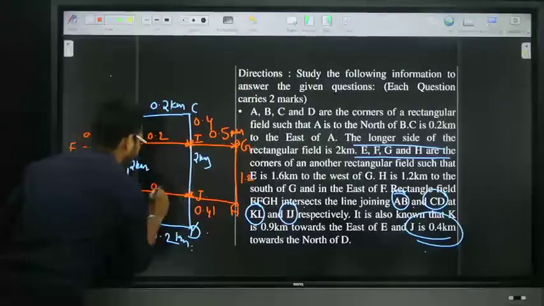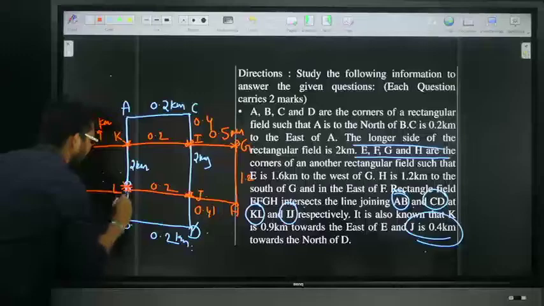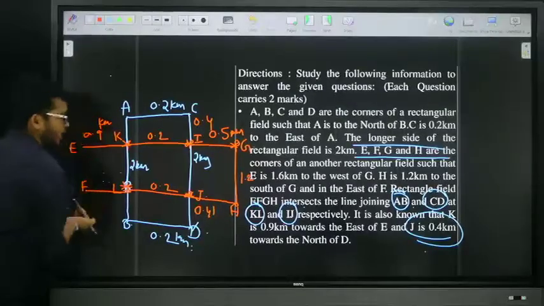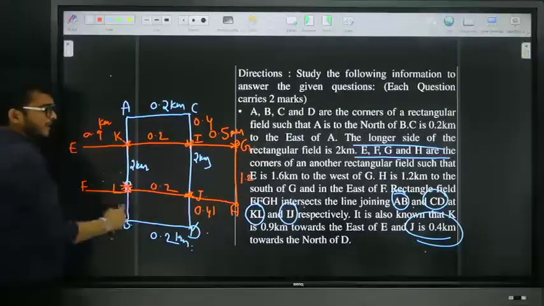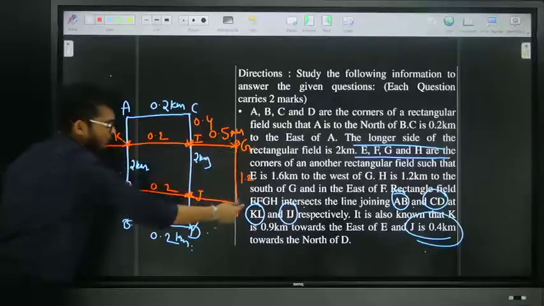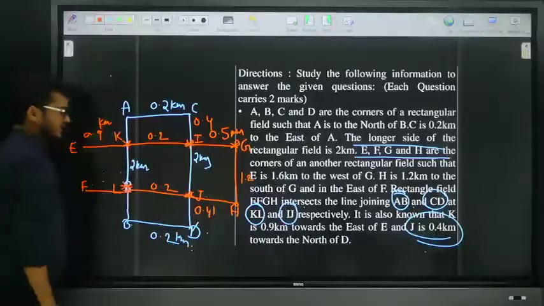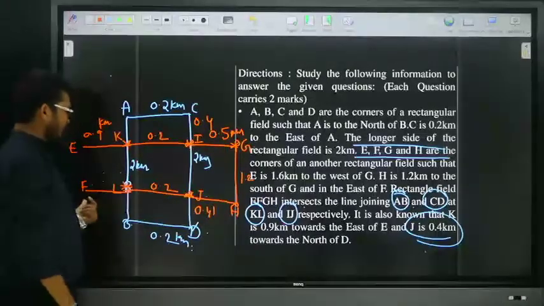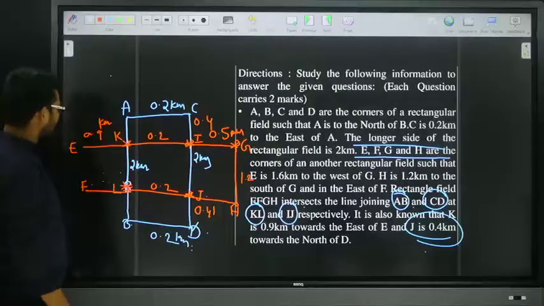When this one is what? 0.2. Then this one is what? F. This one is what? F. Now H is east of F. See here, H is 1.2 kilometer south of G. Next, H is east of F.